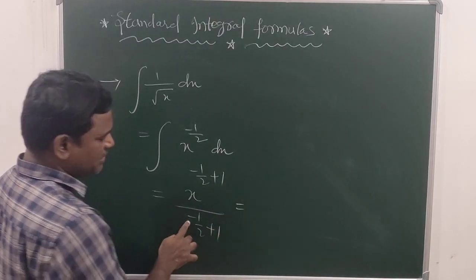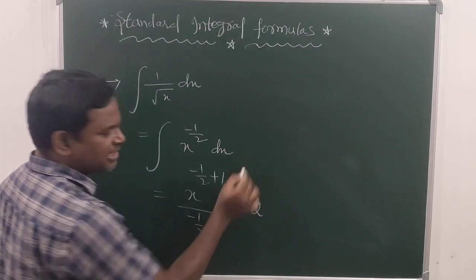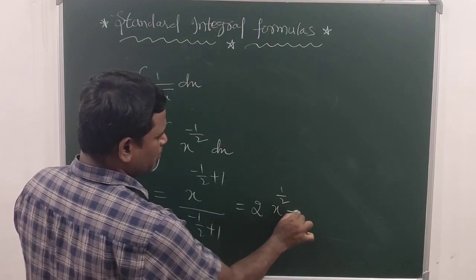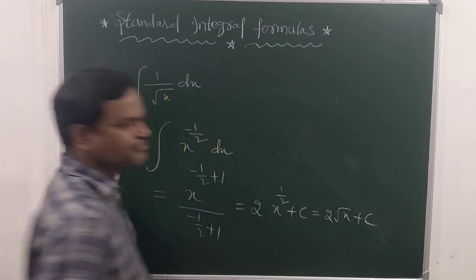Now let us simplify this. This is going to be 1 by 2, and it can be written as 2. And what about this? x power 1 by 2 plus c, which can be written as 2 into root x plus c.